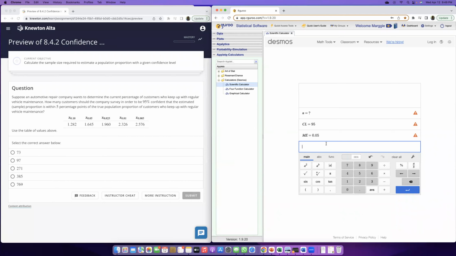Now, to find the sample size, the formula is, we need to find the critical value and square that. We need to multiply that times p. I'm going to put the estimate because we want the proportion from the sample. And then we have 1 minus p. And we are going to divide all this over the margin of error squared. All right, so that's the formula we need to find the sample size.